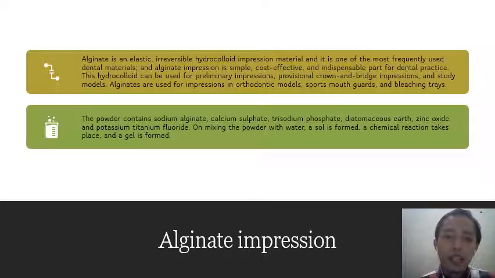The alginate impression material consists of a powder that contains sodium alginate, calcium sulfate, trisodium phosphate, diatomaceous earth, zinc oxide, and potassium titanium fluoride. When mixed with water, the alginate impression forms a sol, and later a chemical reaction takes place, thus the alginate impression becomes a gel.